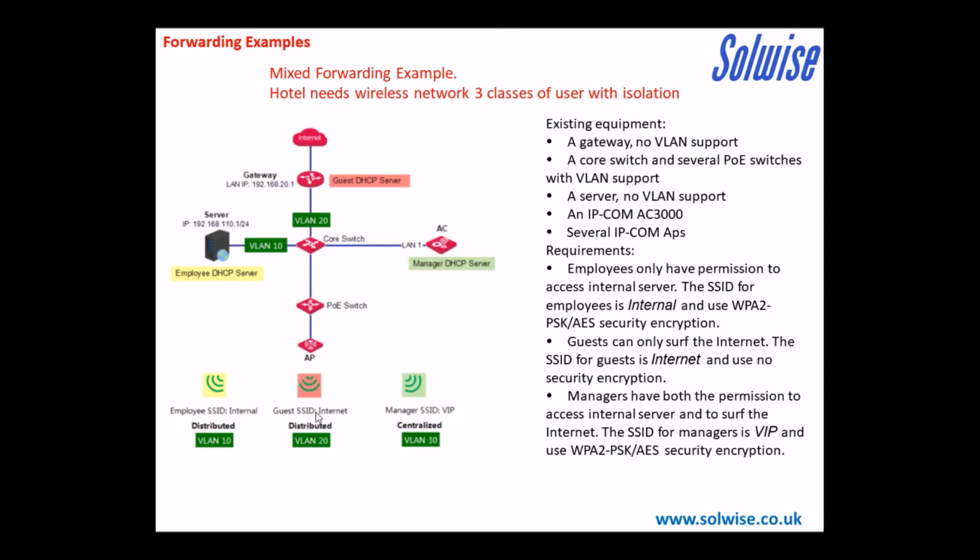So the guest traffic can only go to the internet gateway, whereas the employer traffic is able to go to the employer's server. And the manager traffic actually uses centralized mode, which is all routed through the controller.